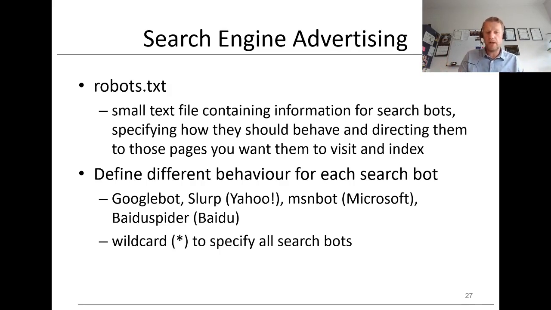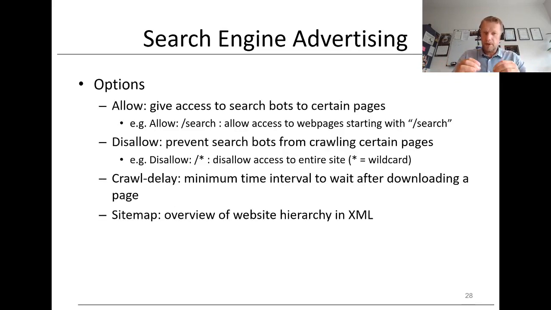We can also use a wildcard to specify all search bots, as I will show in a moment. In that robots.txt file, there are various options that I can specify. So one option is allow, whereby I give access to search bots to certain pages. For example, in my robots.txt file, I said allow search. That means that I allow access to web pages starting with search.